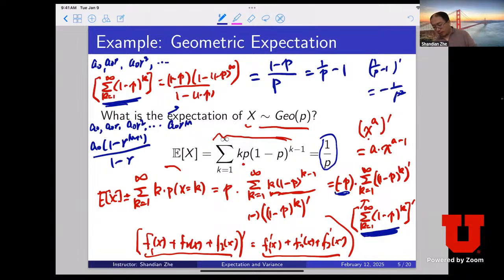This expectation calculation is not that straightforward, but it's really a good way to help us recall what we learned during calculus 1 or 2. Okay, let's take a 5-minute rest and then continue.